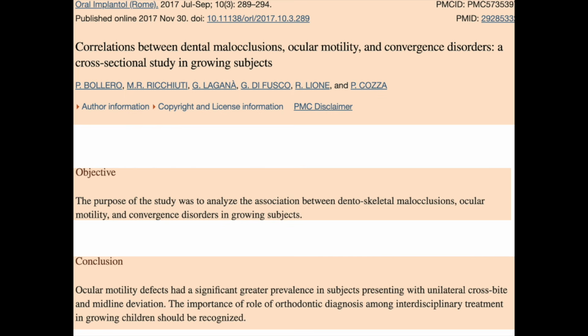Ocular motility defects had a significantly greater prevalence in subjects presenting with unilateral crossbite and midline deviation. I don't like to see midlines to the right, so I don't want to see the midline of the bottom teeth to the right of the midline of the top teeth, nor to the left. I'd prefer to see it completely aligned. But it's worse to the right because that usually indicates a twisting or a torquing of the cranium that really shouldn't be there, which then messes up how the head is sitting on the neck. It's kind of complicated, but again, it's right here. The importance of the role of orthodontic diagnosis among interdisciplinary treatment in growing children should be recognized.